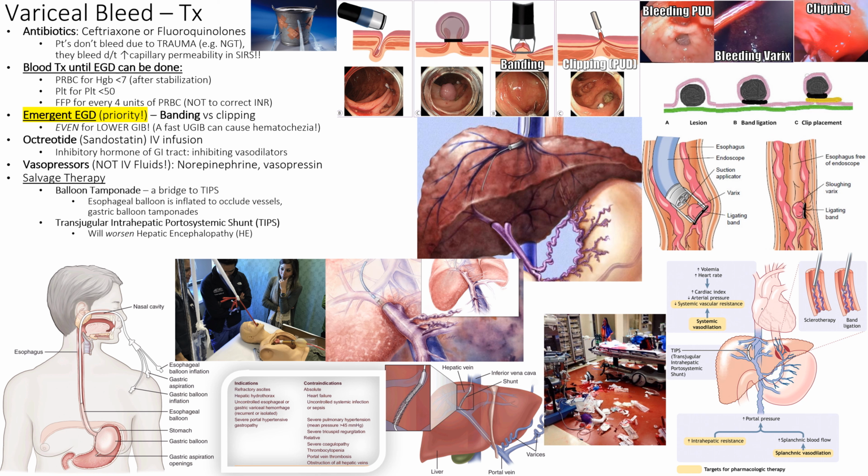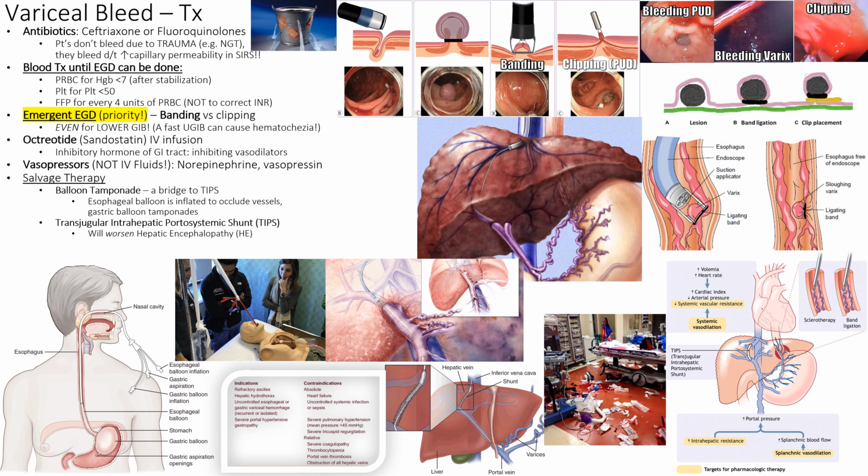They have to be NPO for 4 hours. Don't care, right? We're going to go in there and we're going to band it right away, right? So an EGD is the priority. Call a GI doctor to get the patient banded, right? And they're going to do an upper GI bleed workup, an upper endoscopy, an EGD, not a colonoscopy.